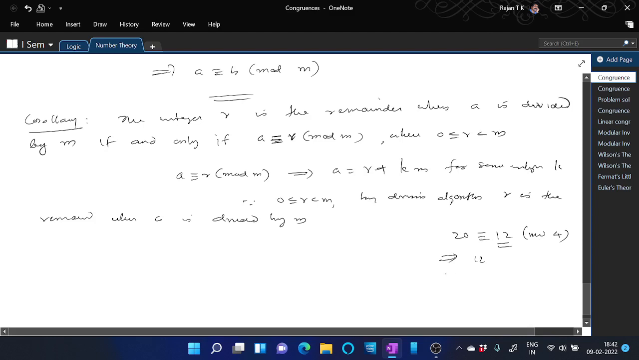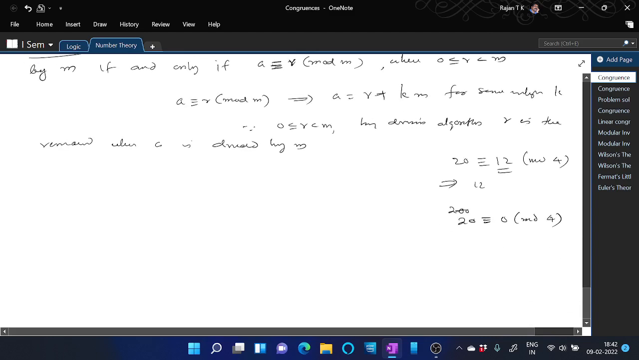But at the same time, 20 is congruent to 0 mod 4. Here, 0 is the remainder because this R is such that 0 less than or equal to R less than 4. So that is the importance of this result.